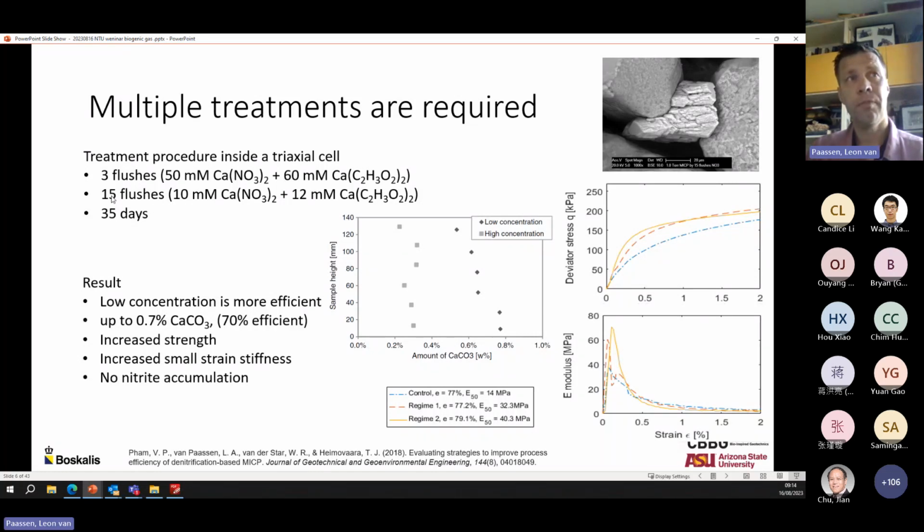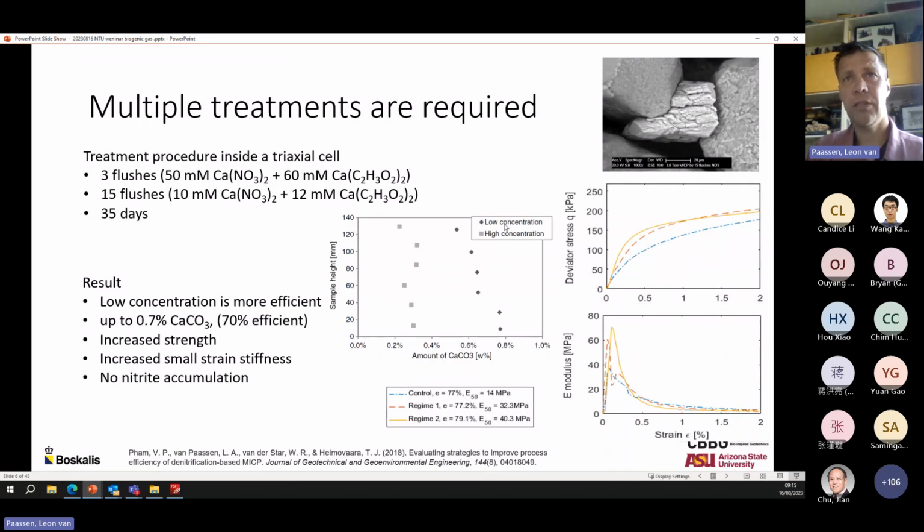So we did 3 flushes of 50 or 15 flushes of 10 to end up with both about 1% calcium carbonate. And we flushed them in 35 days. So 3 flushes in 35 days of high concentrated substrates, or 15 flushes of low concentrated substrates.